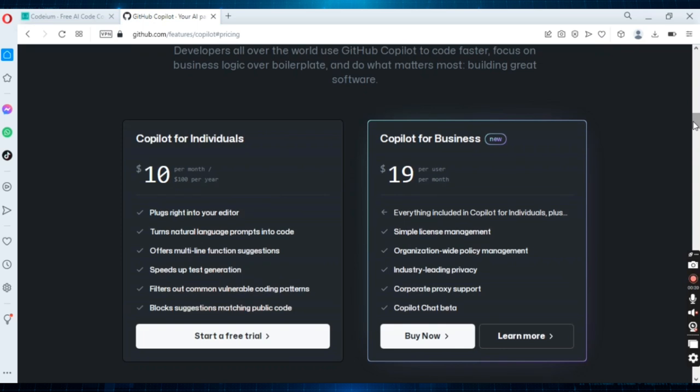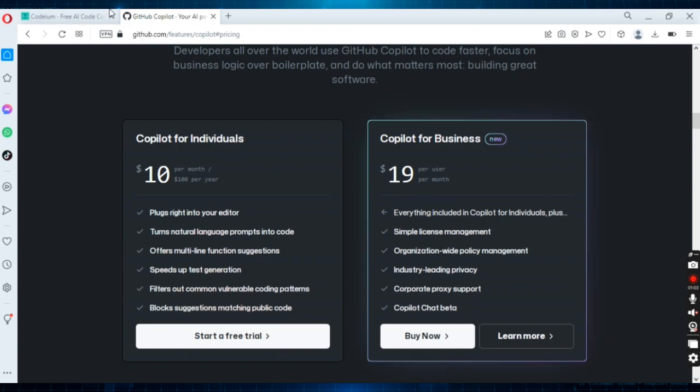You can use all of its services for free, while GitHub Copilot is not free, and GitHub Copilot actually has different pricing plans. So they have a pricing plan for individuals, which is $10 a month, and they have a pricing plan for businesses, which is around $19 per user per month. So this is, I would say, the main difference between the two of these.